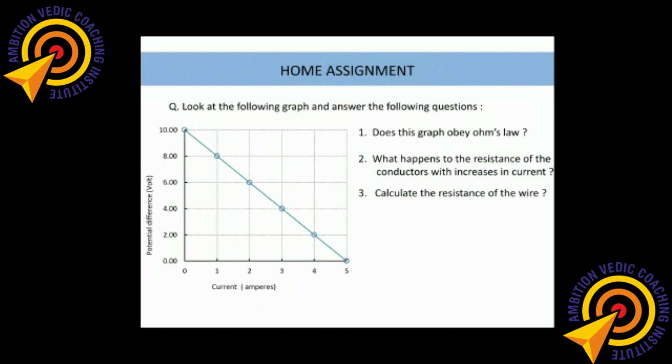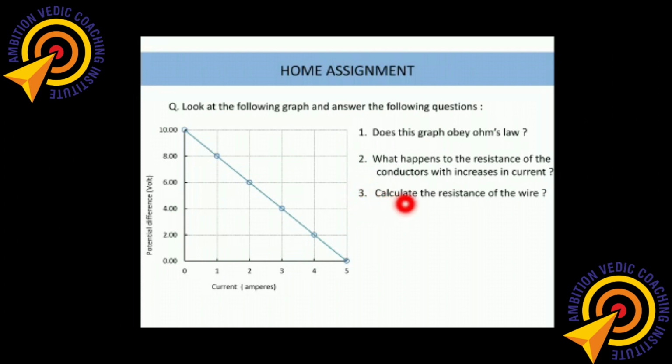Second question, what happens to the resistance of the conductor with increase in current? Now you can choose any 2 points and calculate. You will see the value comes out negative. Negative means decreasing. Whenever something comes with a negative sign, that means the value is decreasing. You can check that by calculating with any two points.